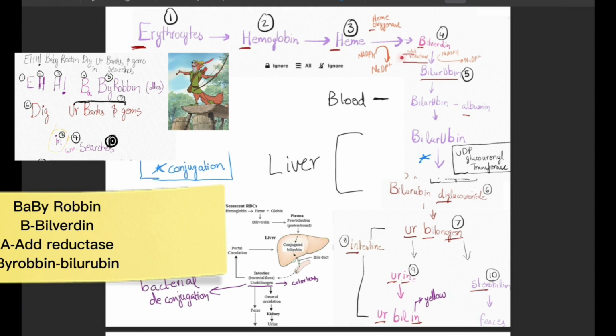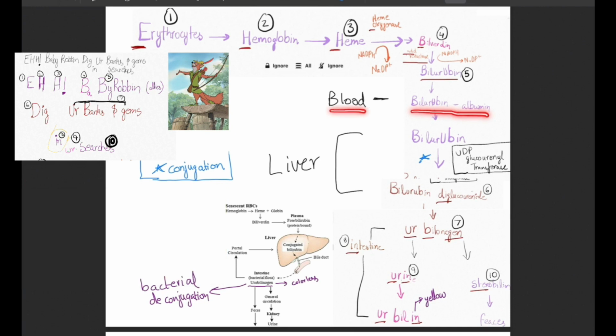Next word is baby robin. So for BA we have biliverdin and biliverdin reductase is the step. For bilirubin we have bilirubin, and bilirubin bound to albumin is present in the blood.